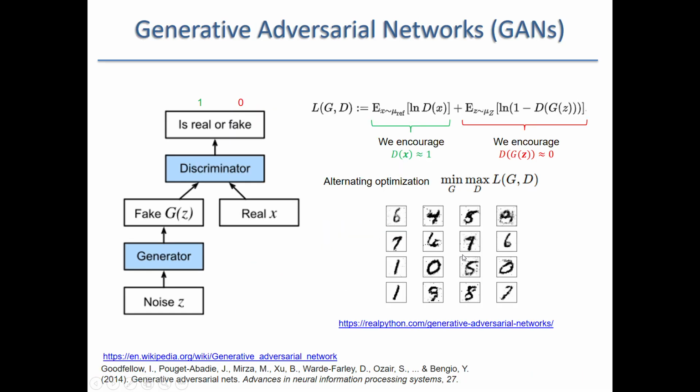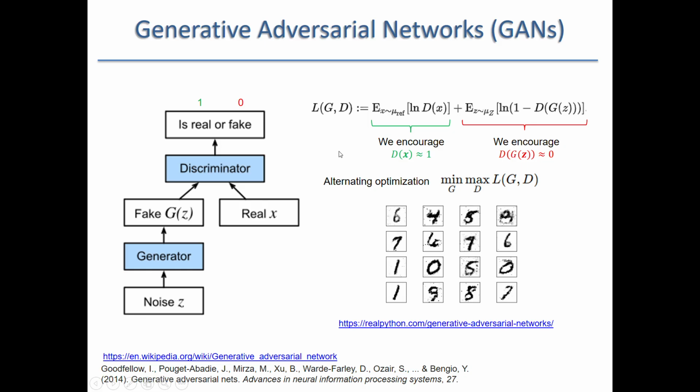So a possible architecture to do that is these generative adversarial networks. The generative adversarial network has a generator network and a discriminator network. So the generator network takes the random noise and transforms it into a sample that the discriminator will try to determine whether it is fake or it is real. So real is 1, fake is 0.